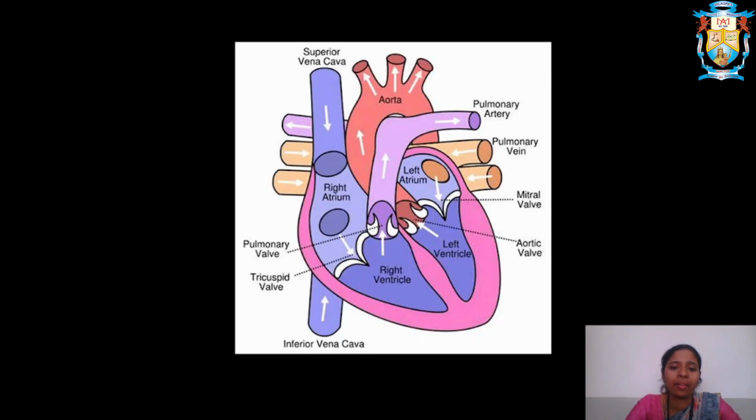This is the diagram wherein we have the right atrium. The right atrium collects the blood from the upper limbs through the superior vena cava, as shown in the diagram, and the inferior vena cava receives all the deoxygenated blood from the lower parts of the body.